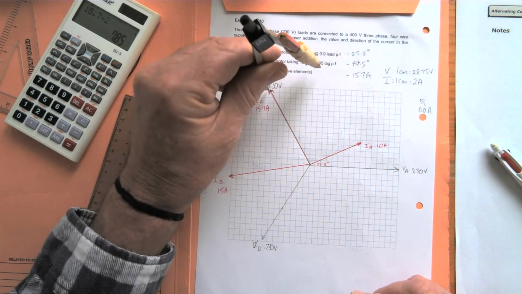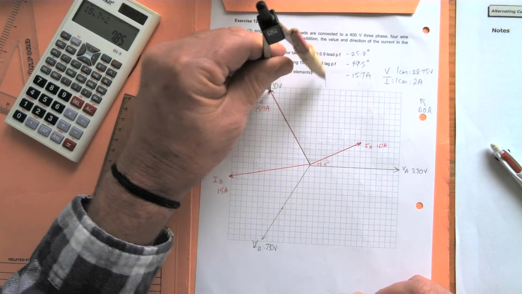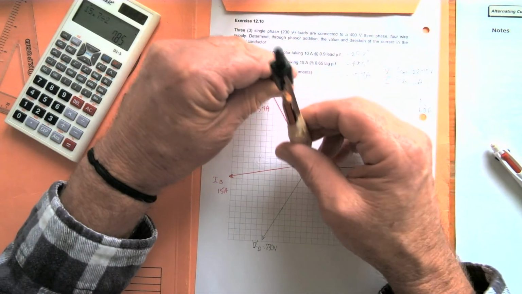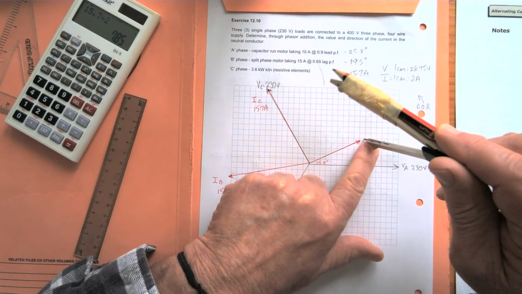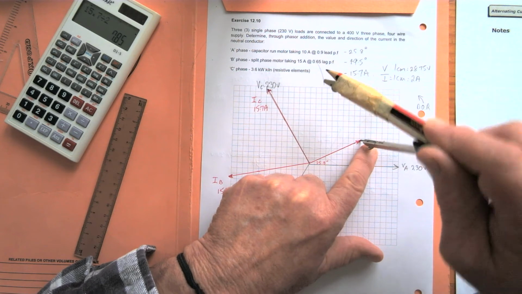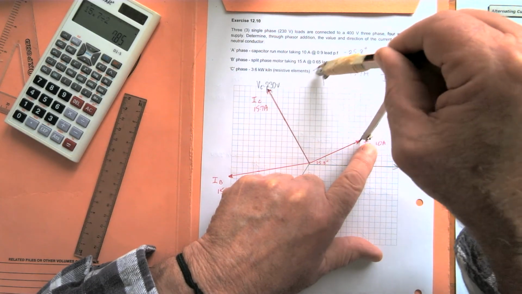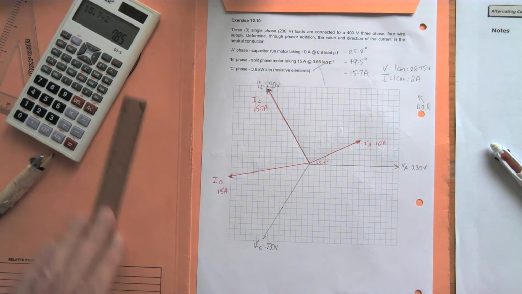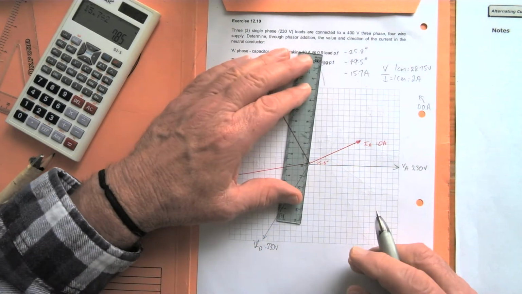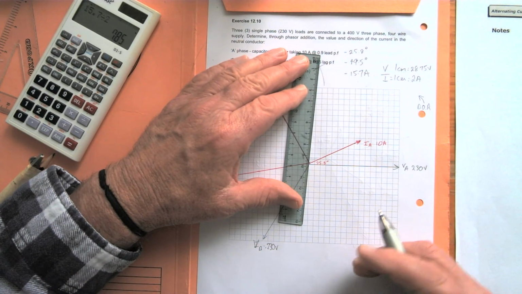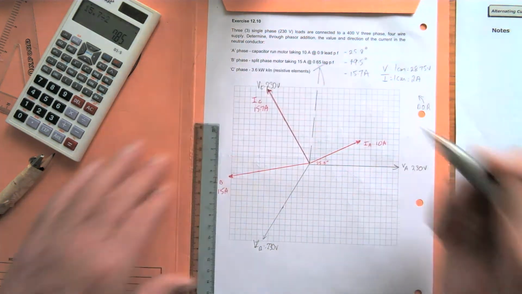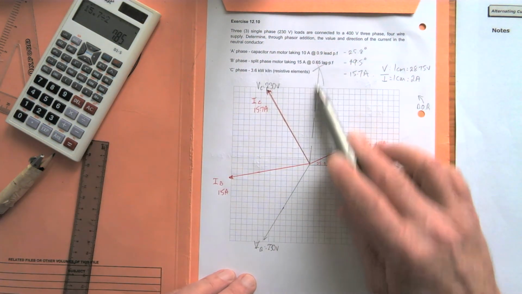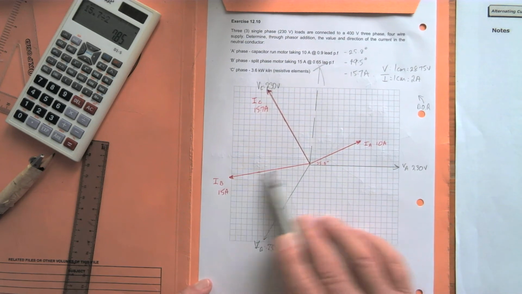So we go from there to the tip of that, scribe an arc. Get the length of this one, turn it around, go to the tip of this one, scribe an arc. Where those two arcs intersect gives us a resultant of IC plus IA, that value down there. And we can add that now, that resultant, to IB.